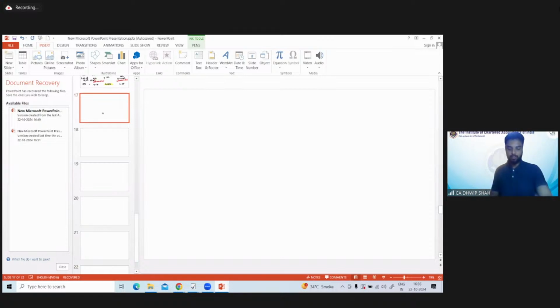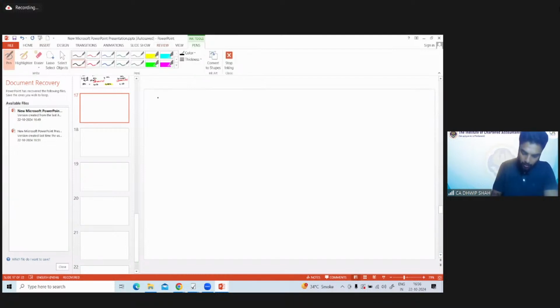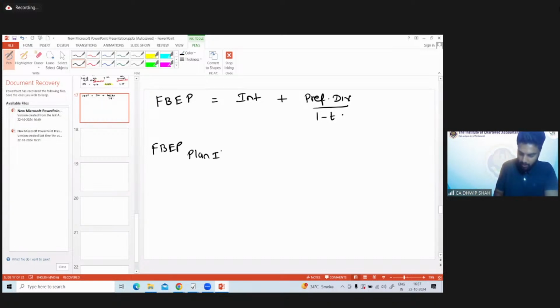Sorry, not indifference point, financial break-even point. Let's calculate financial break-even point. So the financial break-even point formula we know. It is nothing but interest plus preference dividend divided by 1 minus T. So financial break-even point for plan 1.